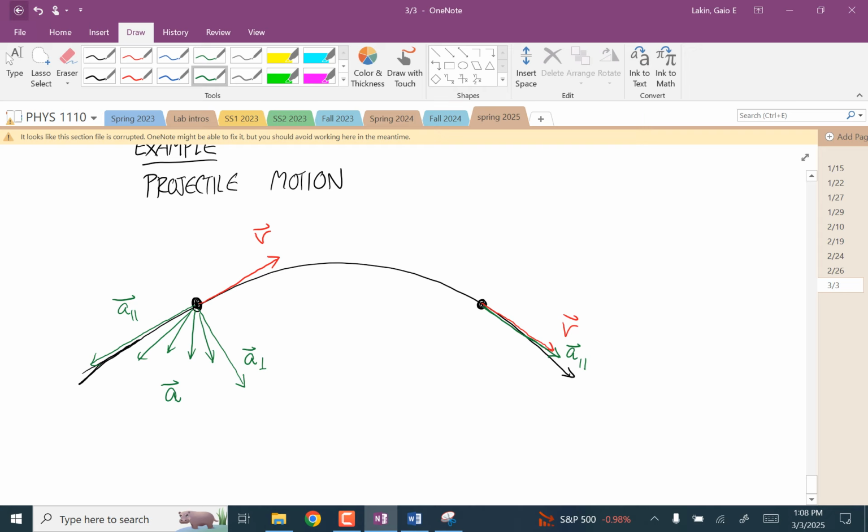If you fit a circle to this curve, would its center be somewhere down and to the left or up and to the right? Down to the left. Yep, and so A perpendicular is 90 degrees from this in this direction. So the total acceleration has to be somewhere between these two directions.